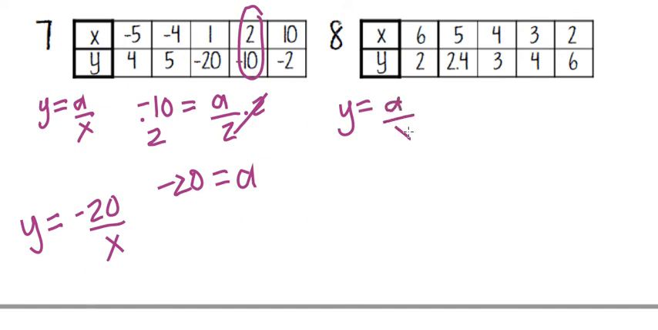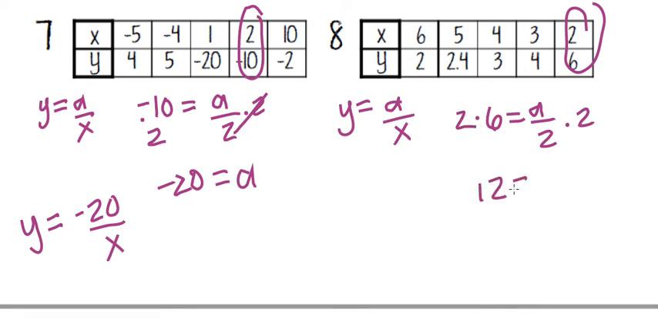So that's y equals a divided by x. We can pick any set. Let's pick this set. So I say that 6 is equal to a divided by 2. Again, I multiply both sides by 2. All I'm doing is multiplying x times y to find a, and I sure do get that a is equal to 12. So my equation here is that y is equal to 12 divided by x.